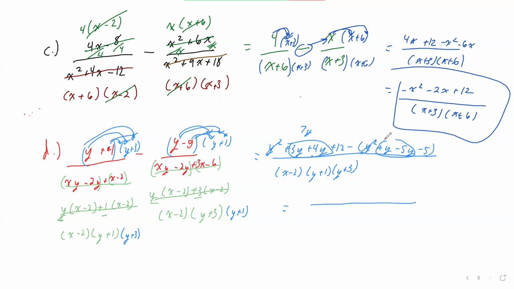Y minus 5y gives me negative 4y. So 7 minus negative 4, that would make a plus 4 now. So that gives me 11y. And then 12 minus a negative 5, so that becomes a plus 5, gives me a plus 17. And there you go.